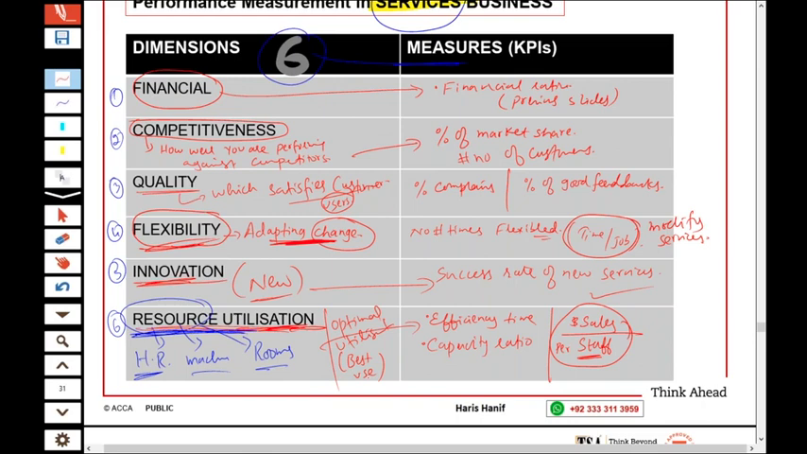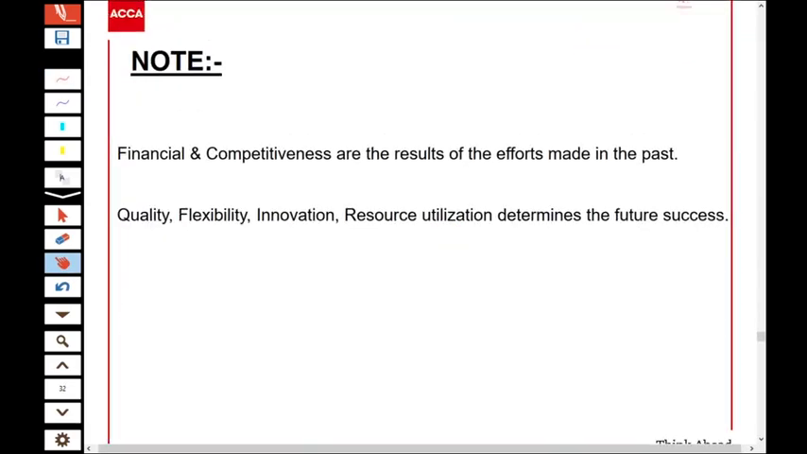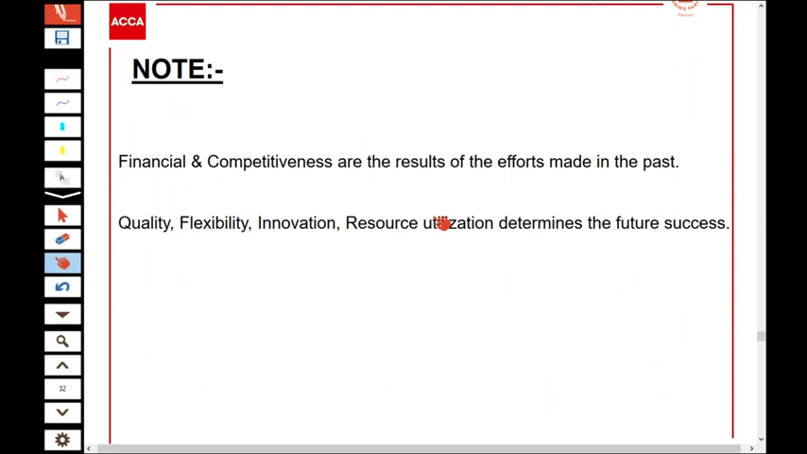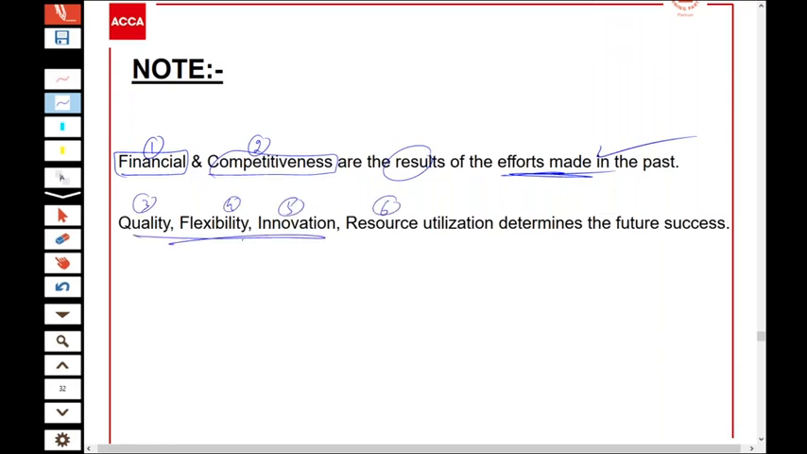Best use of the available resources. Okay, so that is what resource utilization means. Now, the point to be noted is that number one, financial, and number two, competitiveness, are the results of the efforts made in the past. And 3, 4, 5, and 6 determine the future success.